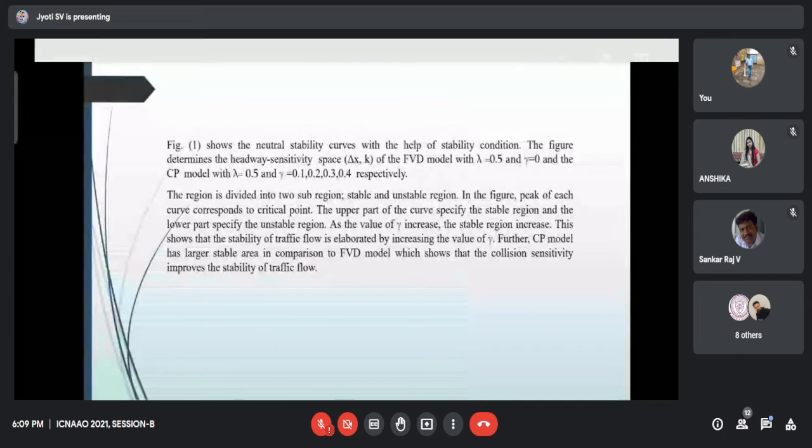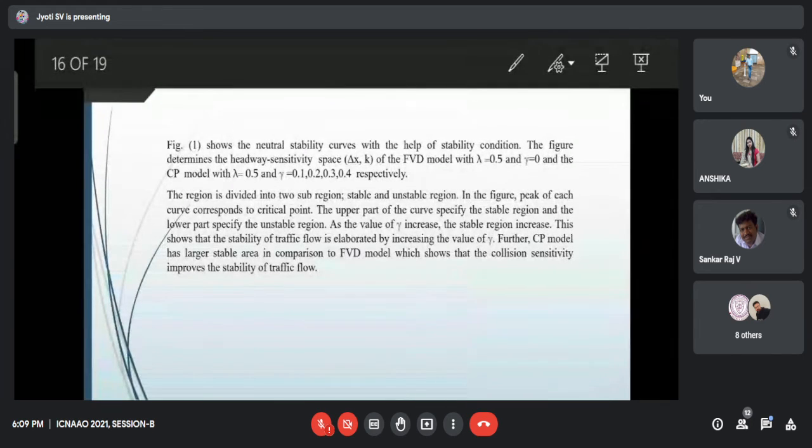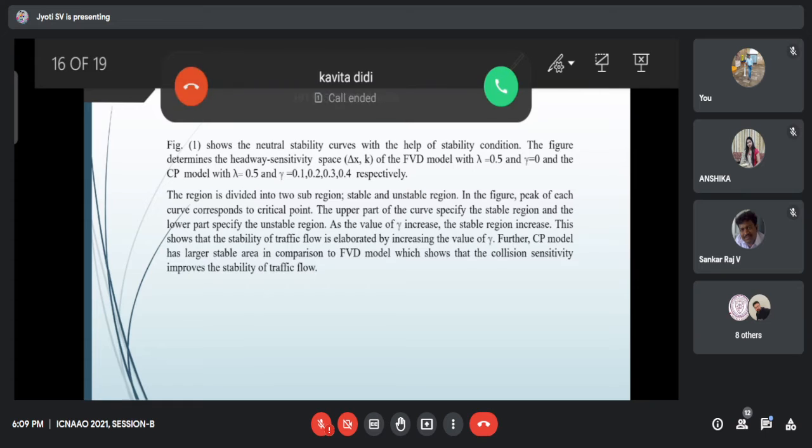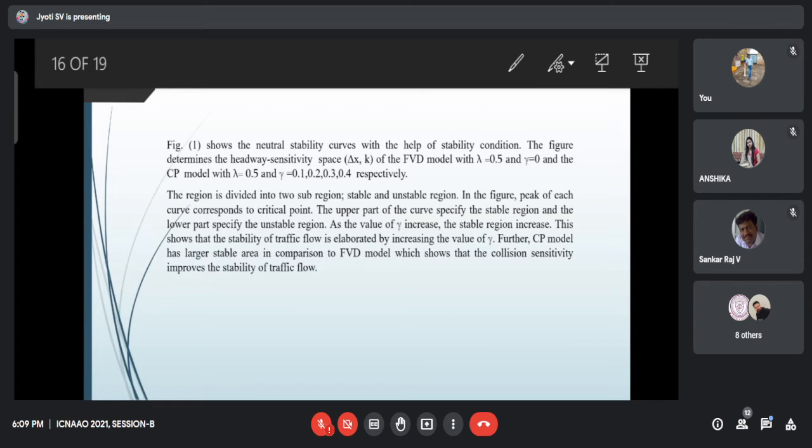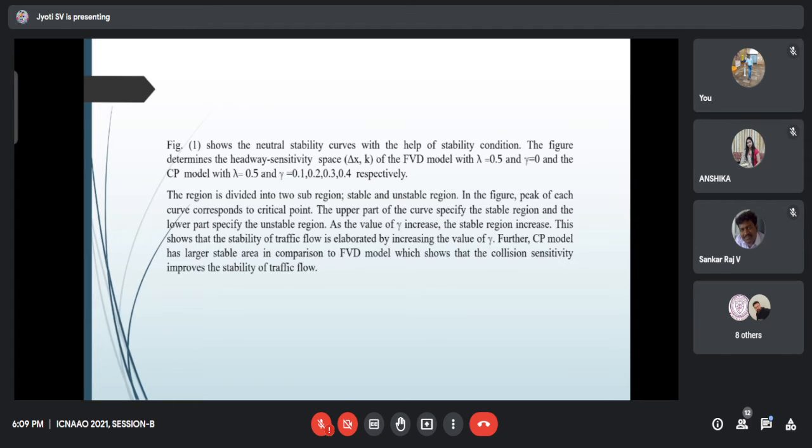The figure shows the neutral stability curves with the help of the stability conditions. The figure determines the headway-sensitivity space of the full velocity difference model with λ equal to 0.5 and γ equal to 0, and the CP model with λ equal to 0.5 and γ equal to 0.1 up to 0.4. The region is divided into two sub-regions: one is the stable region and the second is the unstable region. In this figure, the peak of each curve corresponds to the critical point.